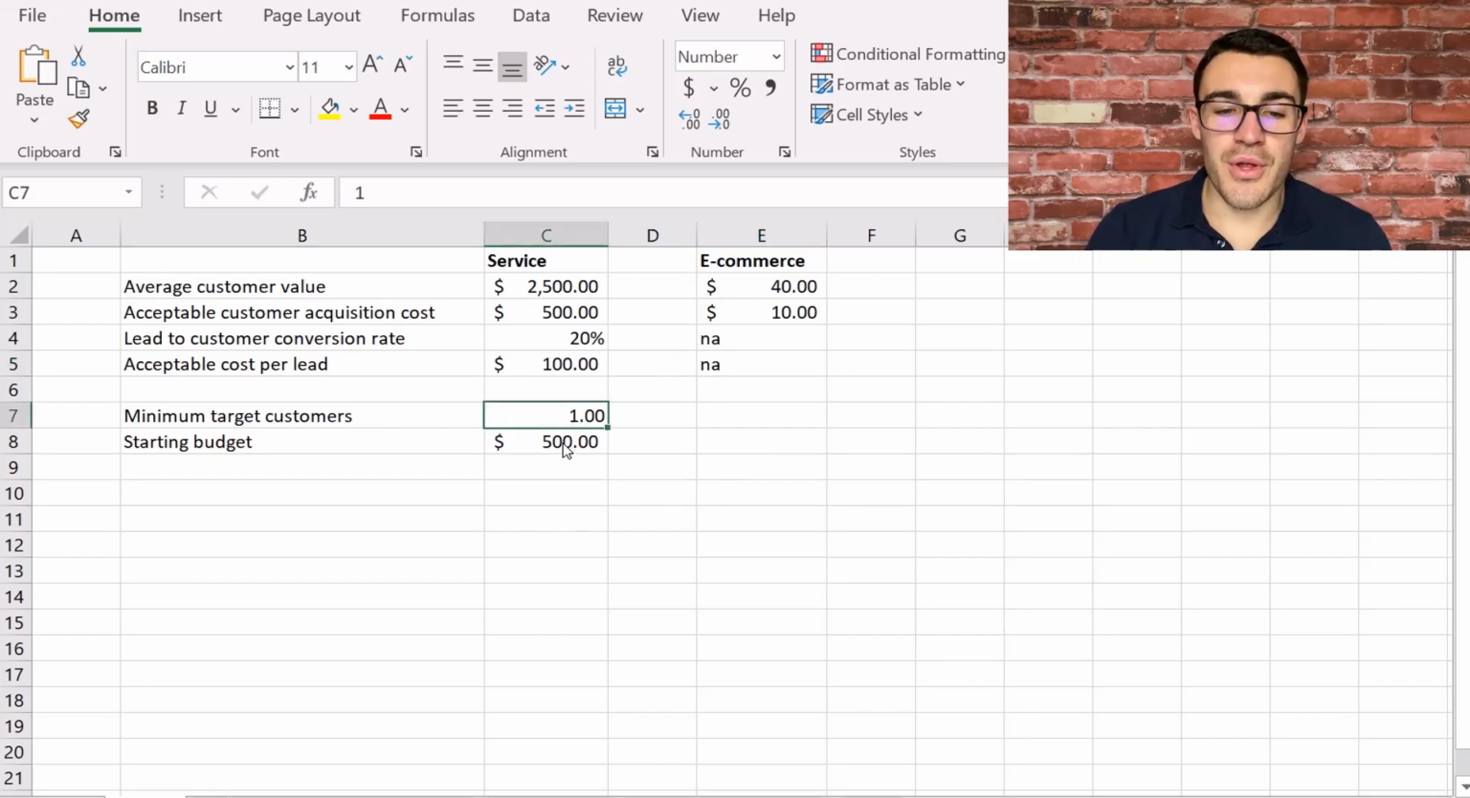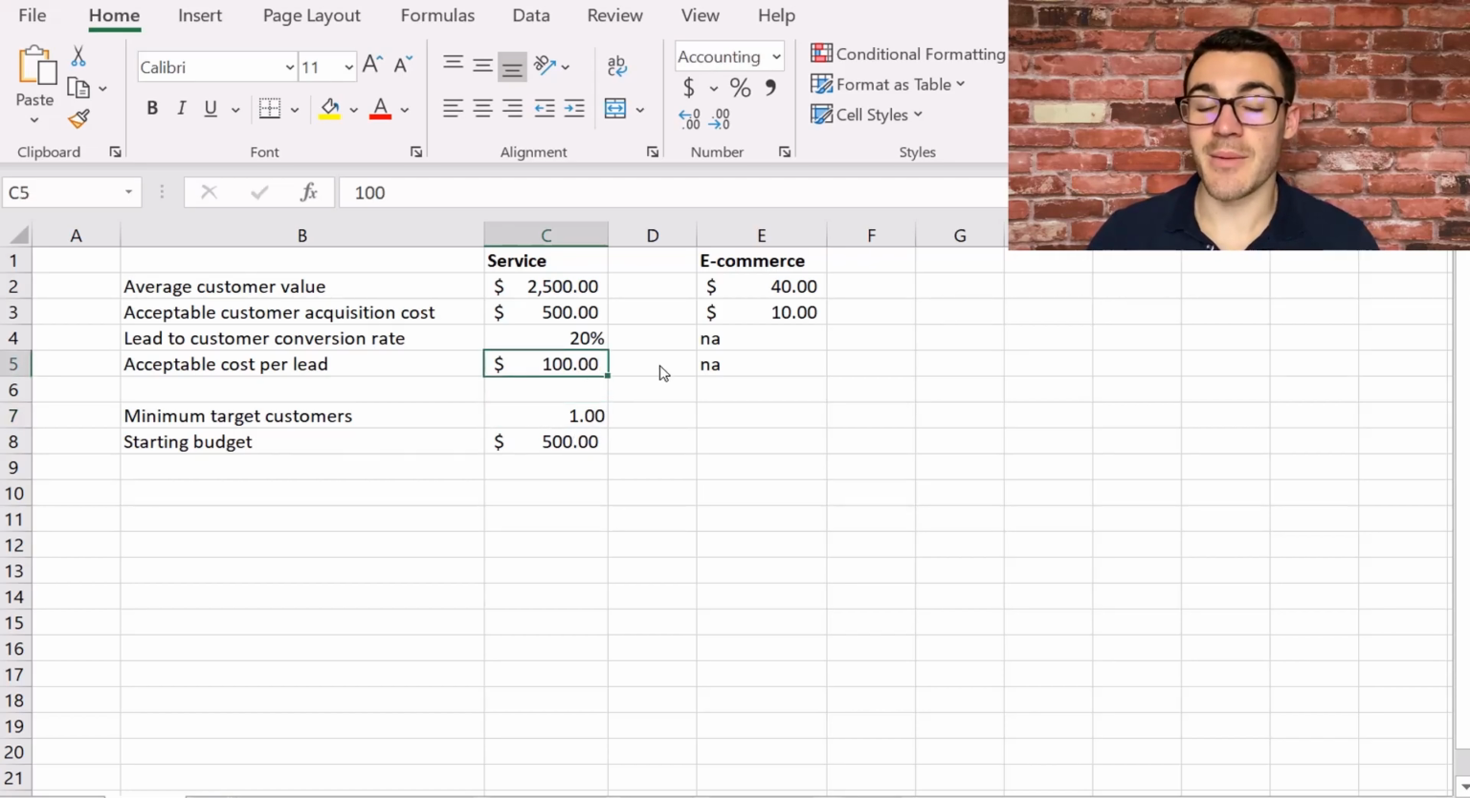Now, we know that we're after 1 customer in this scenario. We know that we're willing to pay up to $100 per lead. We need to generate 5 leads to generate a customer. Therefore, our starting budget should be $500.